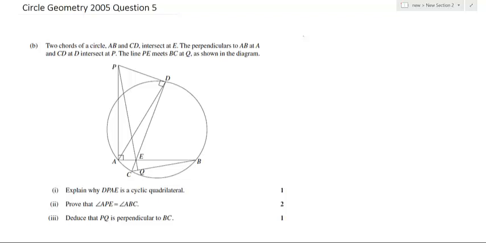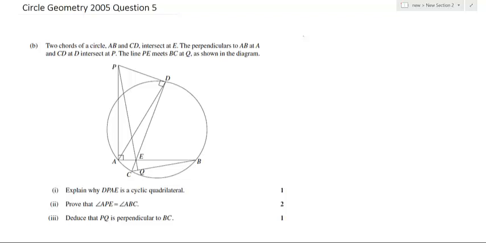In this video, I'll focus on how to solve circle geometry questions. I've just picked a circle geometry question from a past HSC paper. It's the 2005 HSC, question 5. Two chords of a circle, AB and CD, intersect at E. The perpendicular to AB at A and CD at D intersect at P. The line PE meets BC at Q as shown in the diagram below. So all the given information is already drawn out for you.